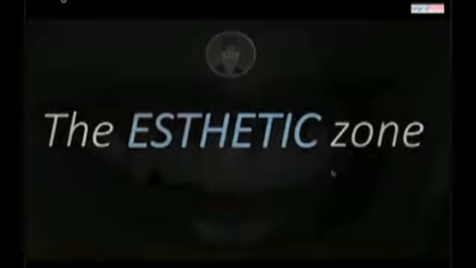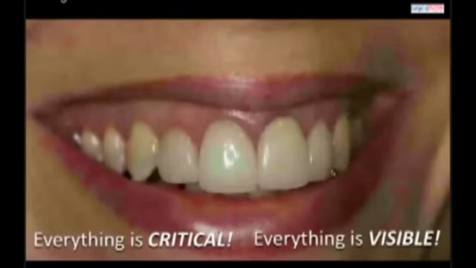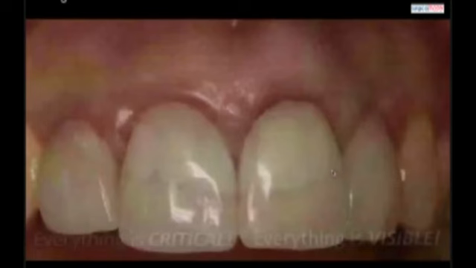Think about the aesthetic zone. When you're dealing with problems in the aesthetic zone, everything is critical, everything is important because everything is visible. Anything that you do, the slightest mistake, the slightest problem and complication is going to show and may cause your treatment to fail.